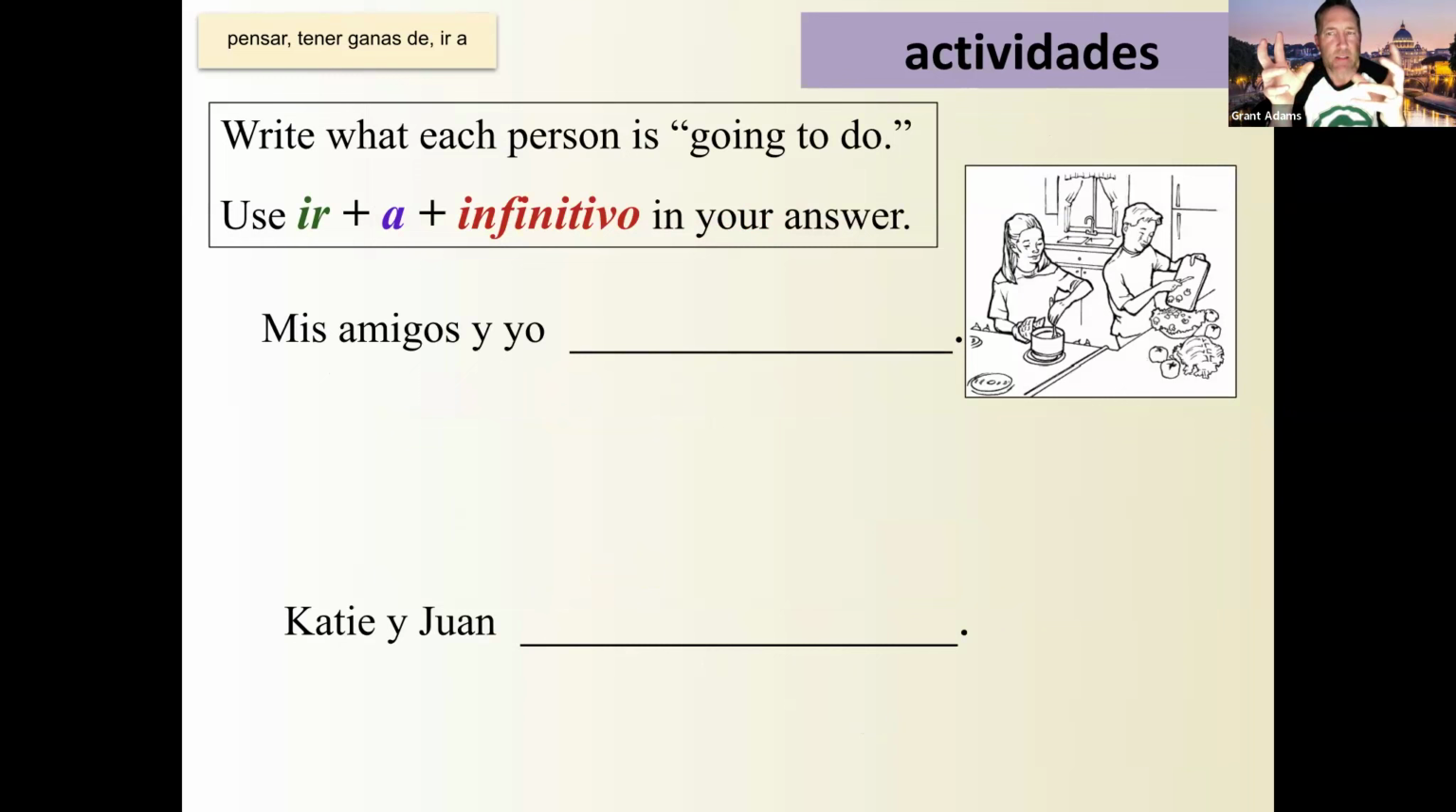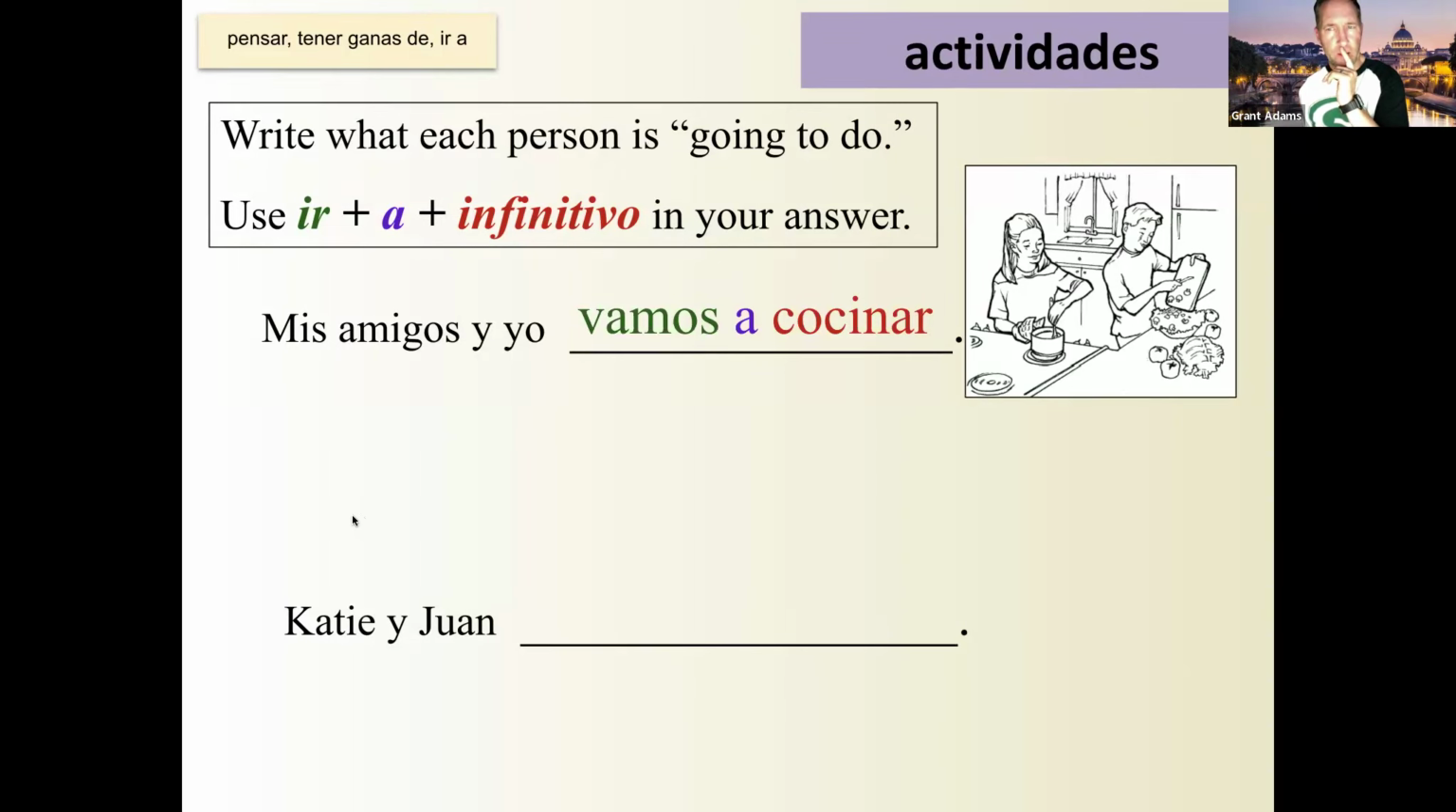La palabra es to cook. ¿Sabemos cómo se dice en español? To cook. ¿Cómo se dice en español? Mis amigos y yo vamos a... Ok, excelente. Mis amigos y yo vamos a cocinar. Perfecto. Ok. Kate y Juan.